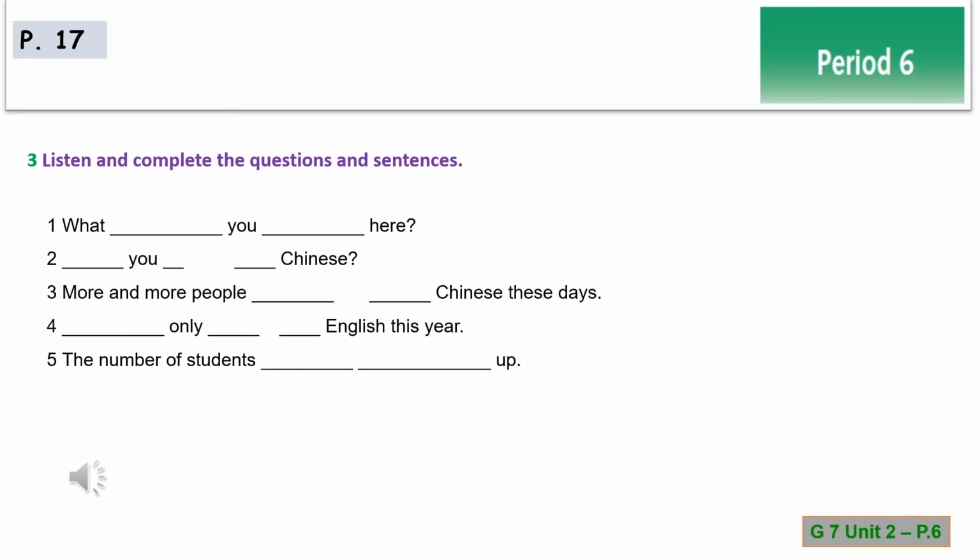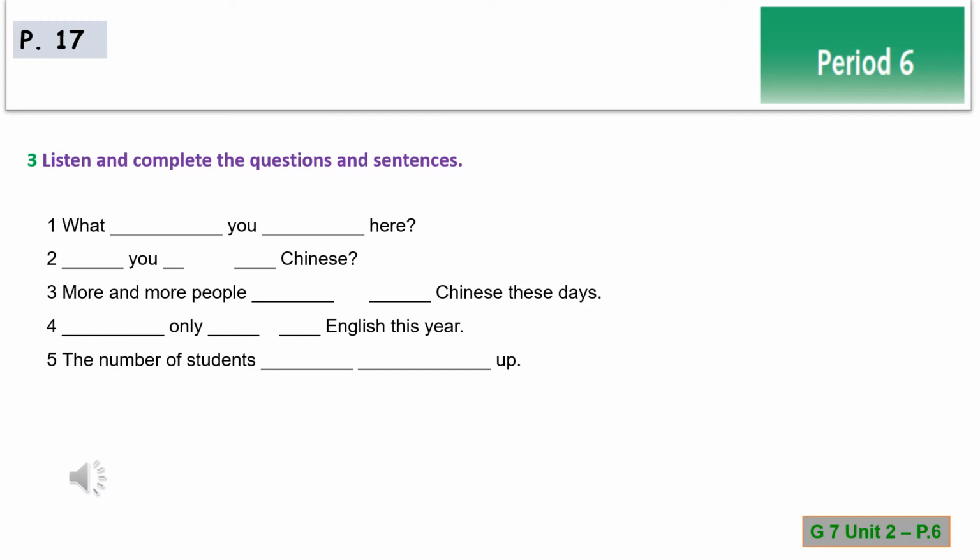Exercise 3, page 17. Listen and complete the questions and sentences. First, let's read the sentences without the answers. Then I will play the audio to complete the sentences one by one. Number 1. What you hear. Number 2. You Chinese. 3. More and more people Chinese these days. 4. Only English this year. 5. The number of students up. Okay, listen to the audio.